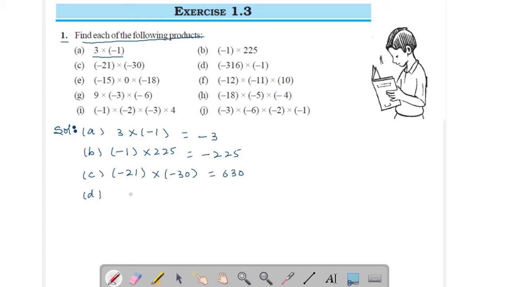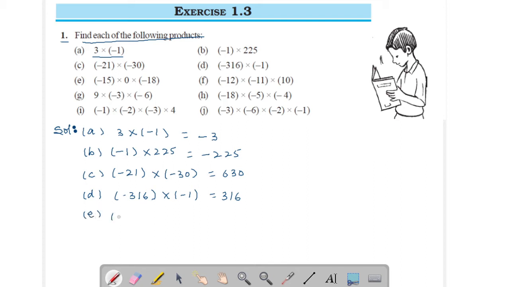It is minus 316 into minus 1. Here again minus minus plus, 316 into 1. It is 316. Your answer is 316. Now E part.